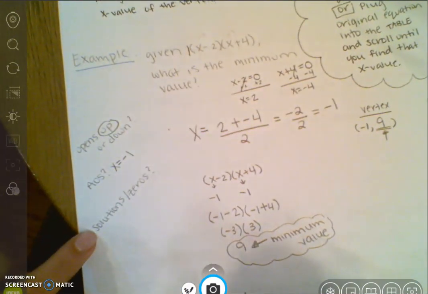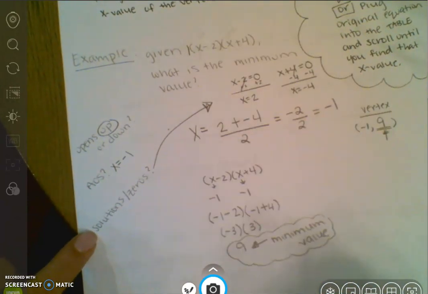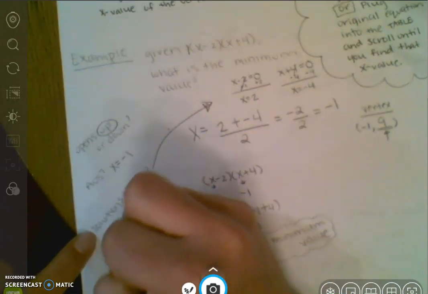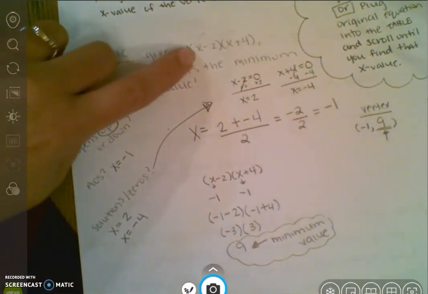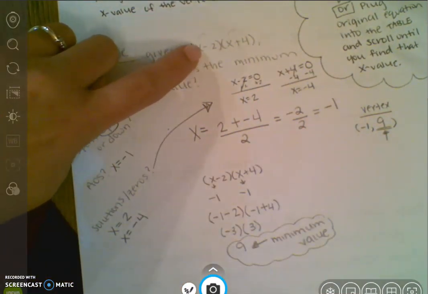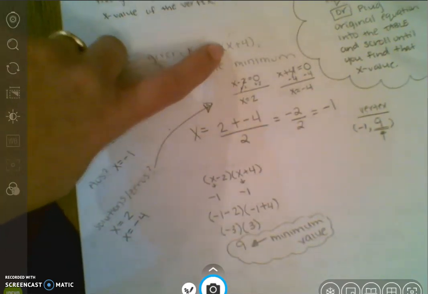The solutions are the zeros. We already found that. That's what we did right there. So your solutions would be x equals 2, x equals -4. Remember, they're always going to be the opposite signs of what originally was. So this was a negative, now it's a positive. This was a positive, now it's a negative.